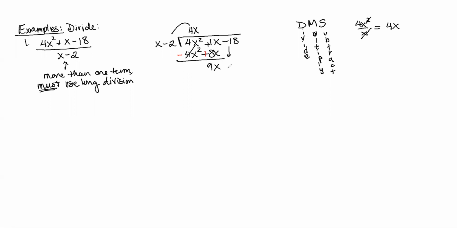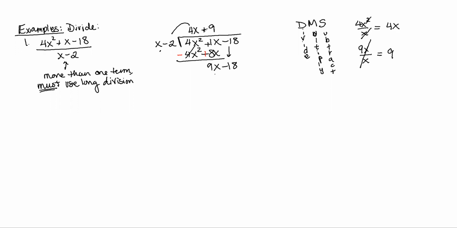Bring down the next term, just like usual, and repeat. So we're going to divide again. Divide the first term by the first term. So 9x divided by x. Those x's cancel, and we're left with 9. Positive, so we're going to put plus 9 up top. We're dealing with polynomials, so you're always going to have plus or minus in between those terms.